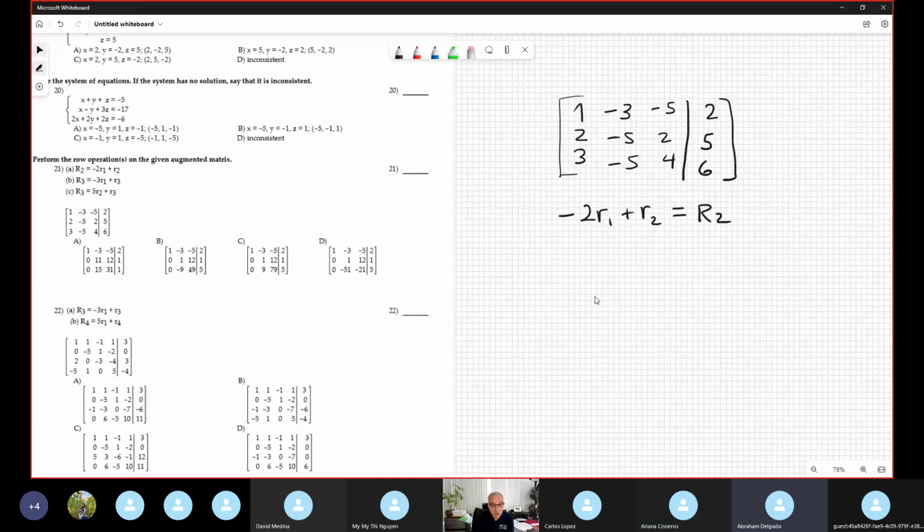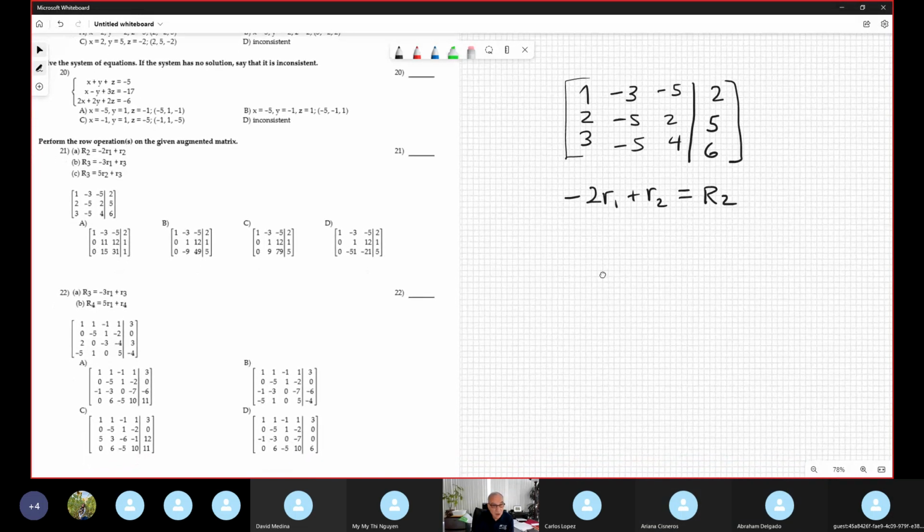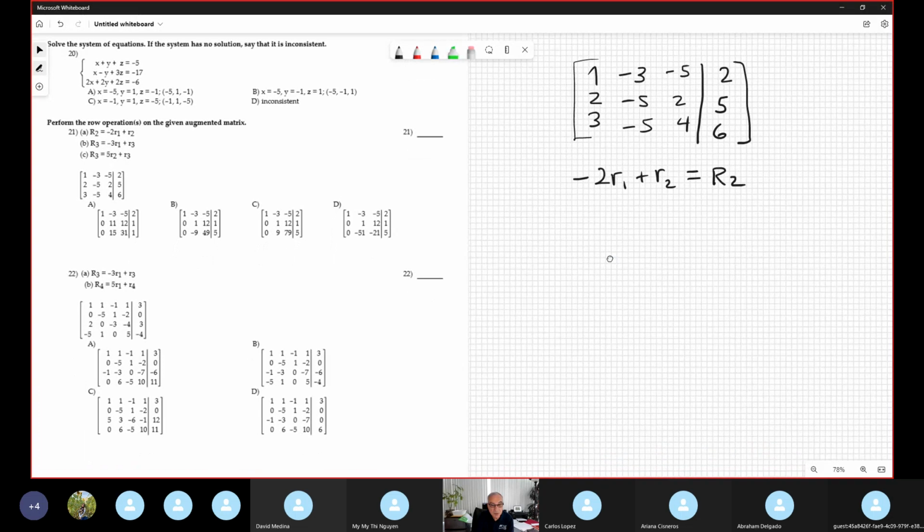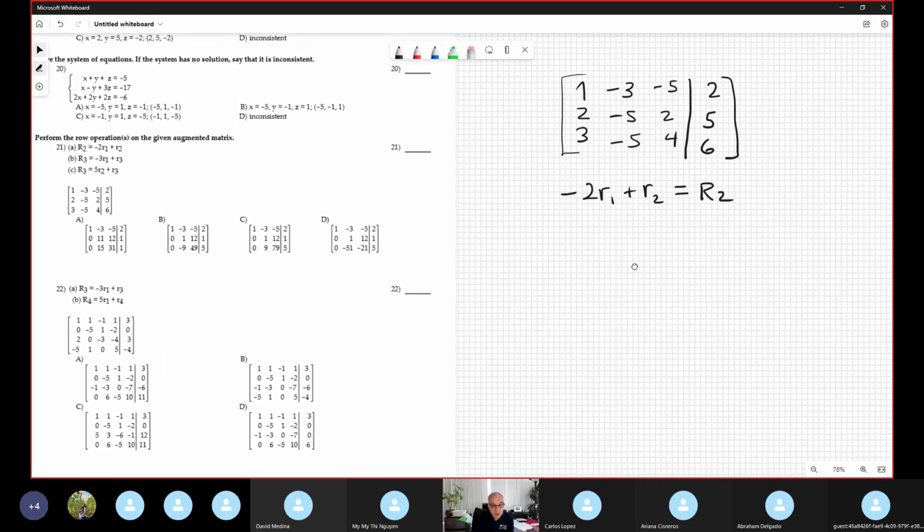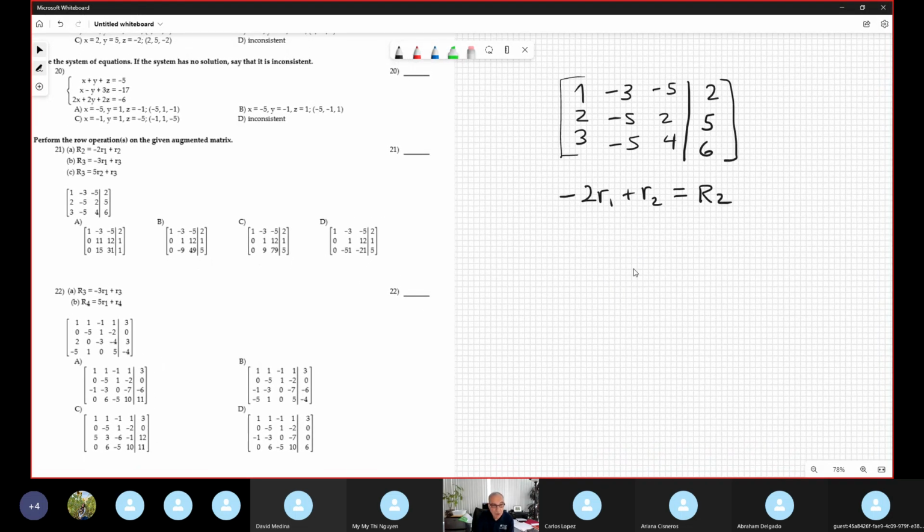Ready. Okay, now we are doing the matrix part. Please pay attention, it's a little bit complicated. We are doing question 21: perform the row operations, the famous row operations, on the augmented matrix. The augmented matrix is given and you perform 3 row operations.